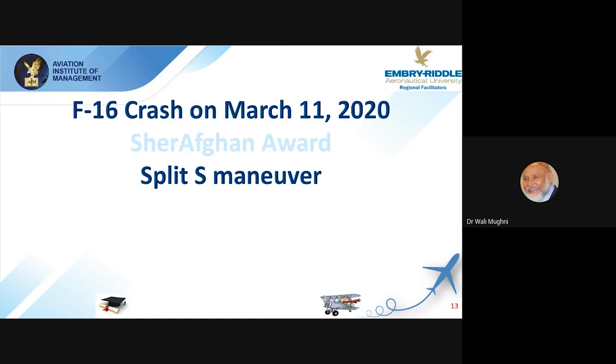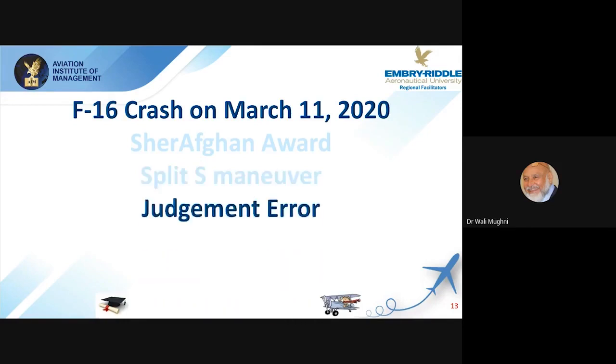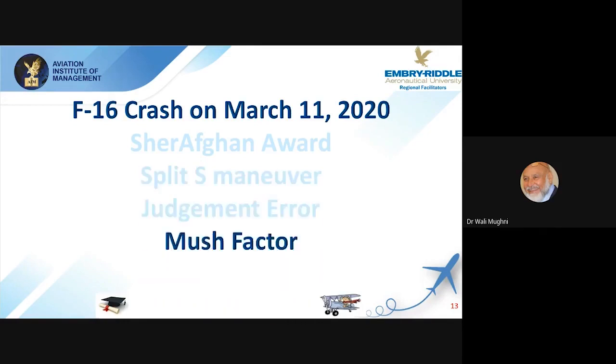He could not eject because you don't want to remove your hand from the control column and the other hand is on the throttle. And you just continue pulling, but there's a thing called mush. Because of the judgment error, there's a thing called mush factor. The aircraft's nose has actually gone up, but because of the momentum, the aircraft continues to go down. So that is what had happened, and because of that mush factor, the aircraft hit the ground.